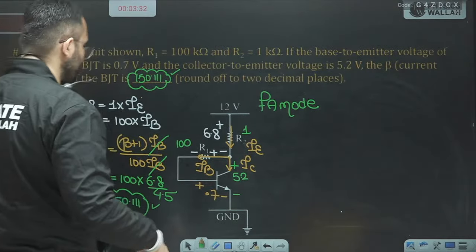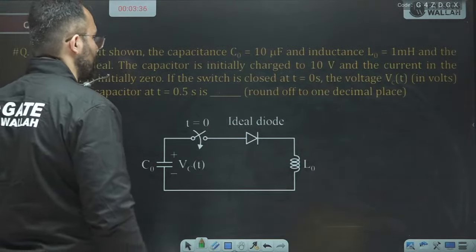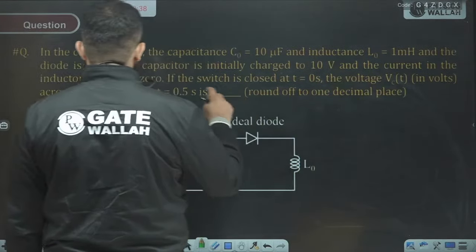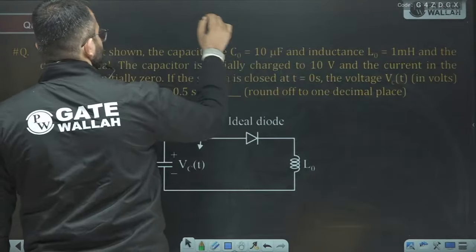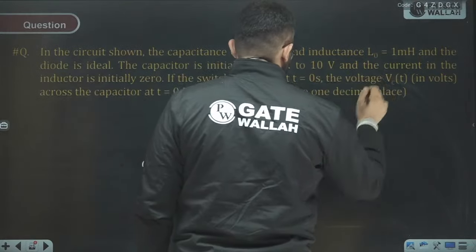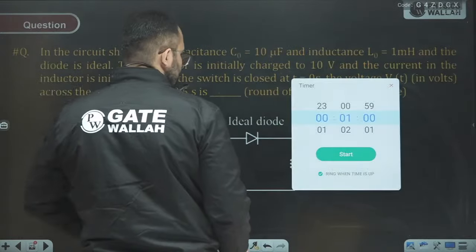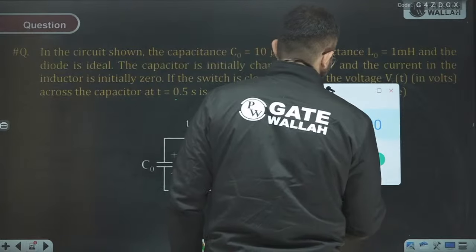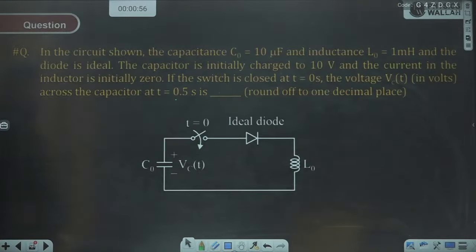Okay, so let's move on to the next question. This one is a very beautiful question. Today itself, someone has asked me this question on Telegram. A very beautiful question. Let's try to do it. Just try to do it, dosto. LC oscillator with a diode.